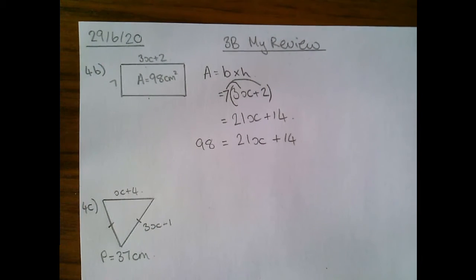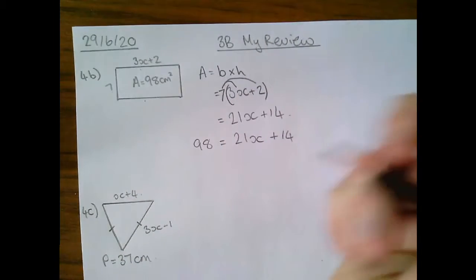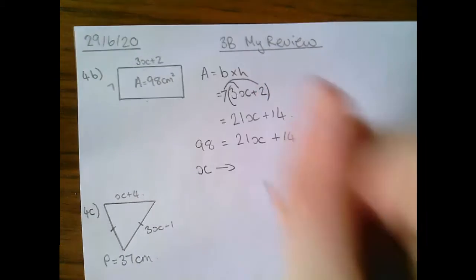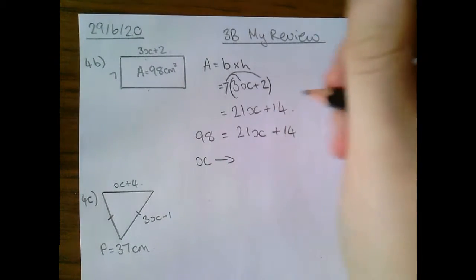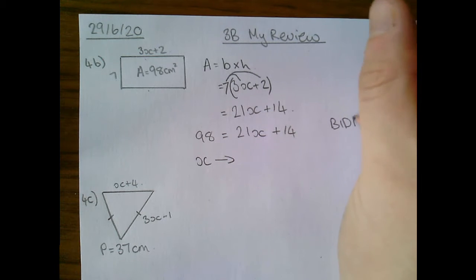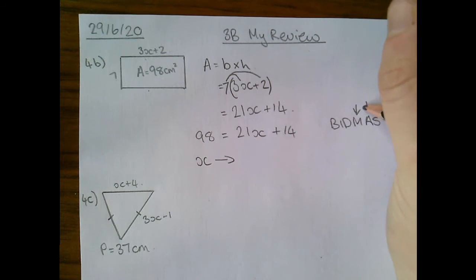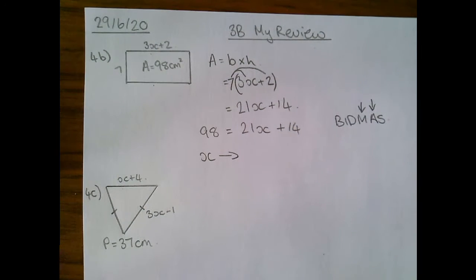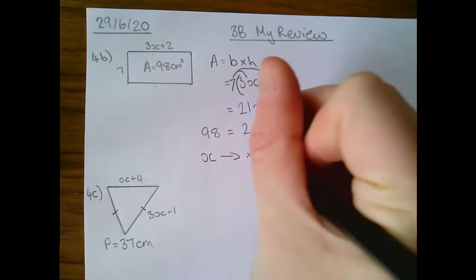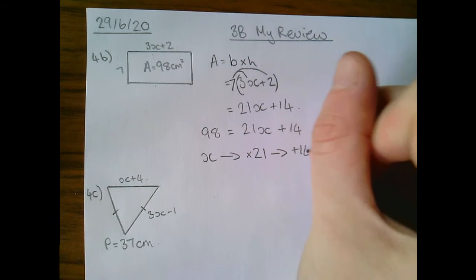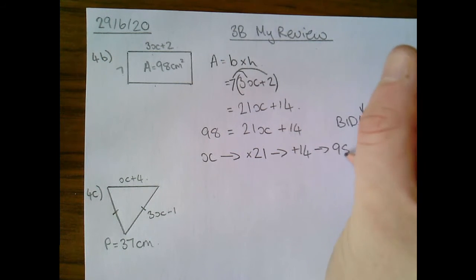You may want to grab a calculator for this one because it is a little bit trickier. You start with your x because we don't know what it is. We have a multiplication and an addition. We're multiplying by 21 and adding 14. The thing that happens first is multiply by 21, then we add 14, and that gives us 98.